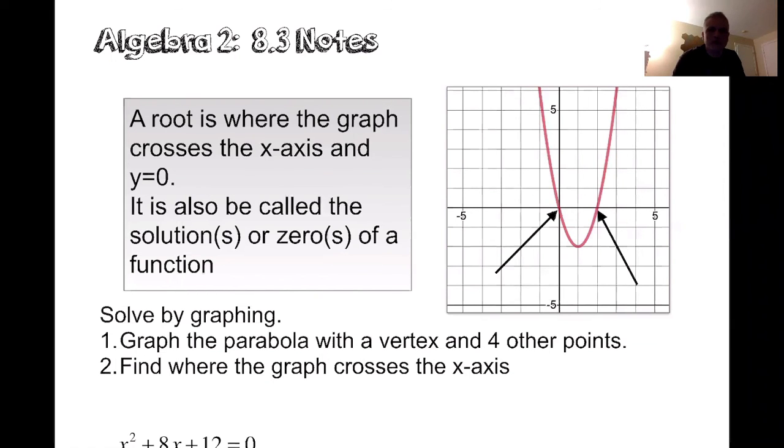Algebra 2, Unit 8, Day 3 notes. We're getting the fun stuff now. Okay, so now we're going to talk about a root of a formula here.